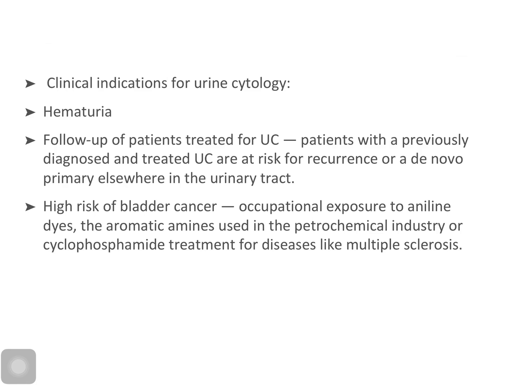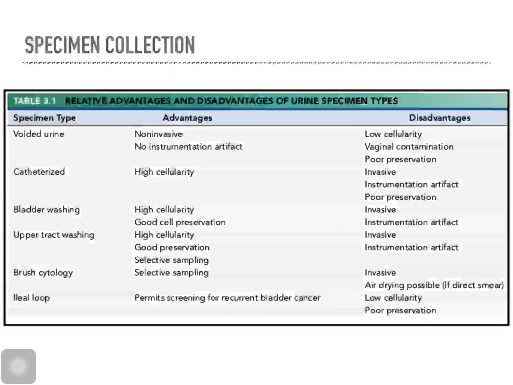Clinical indications for urine cytology. Hematuria is the first indication. The second indication is as a follow-up in patients who were previously treated for urothelial carcinoma, because the risk of recurrence is high. And high risk of bladder cancers in a population like occupational exposure to aniline dyes, aromatic amines, and cyclophosphamide treatment for diseases like multiple sclerosis.